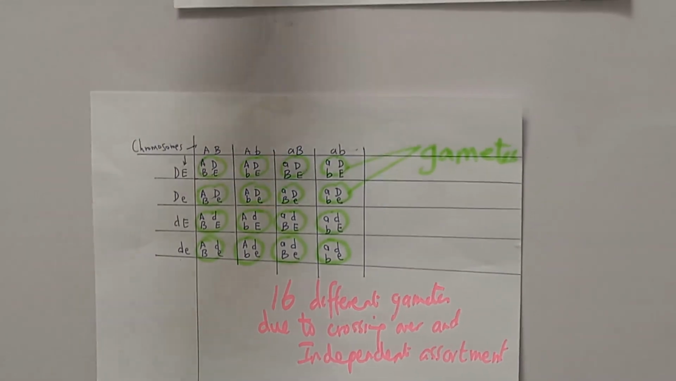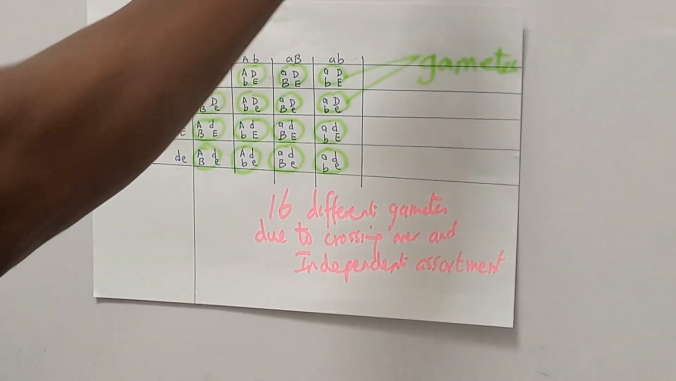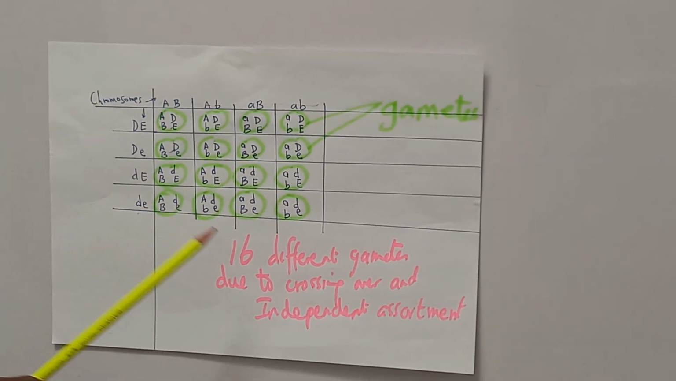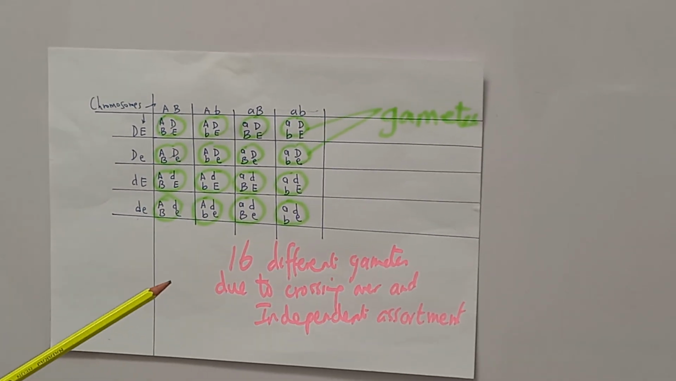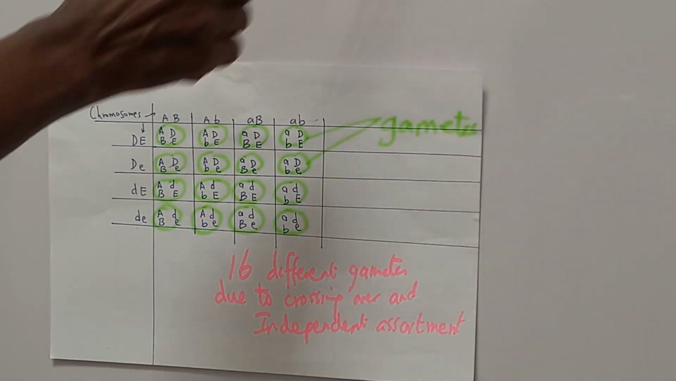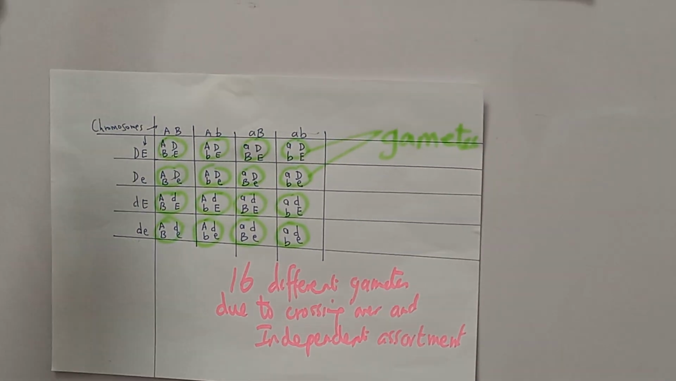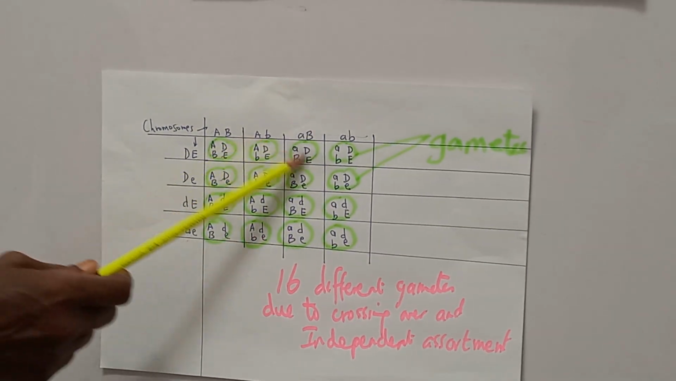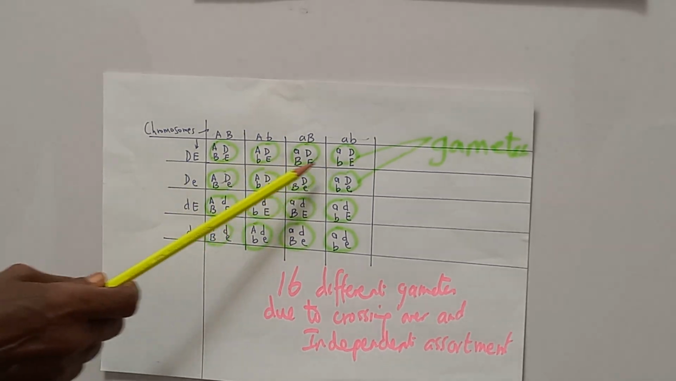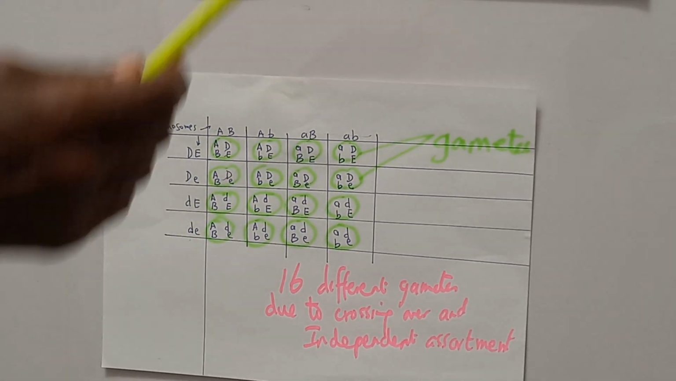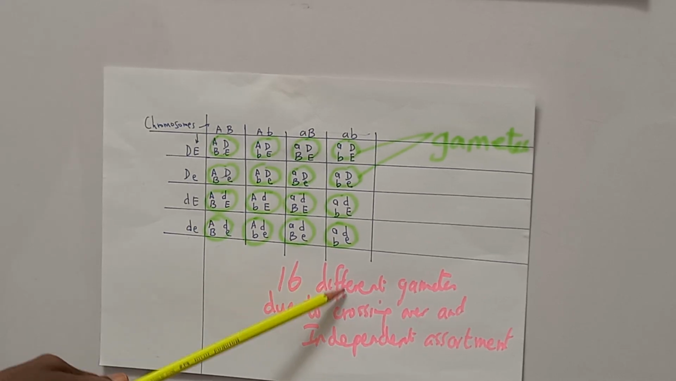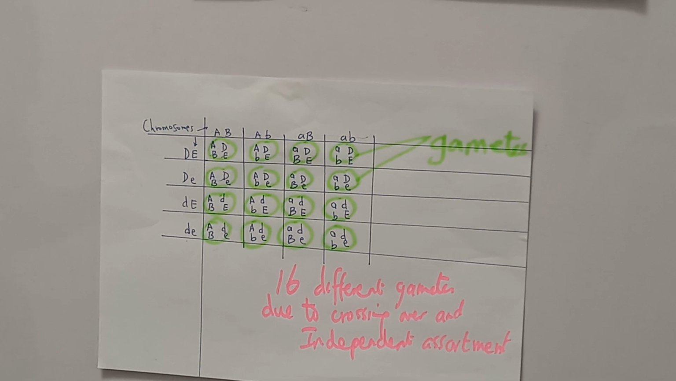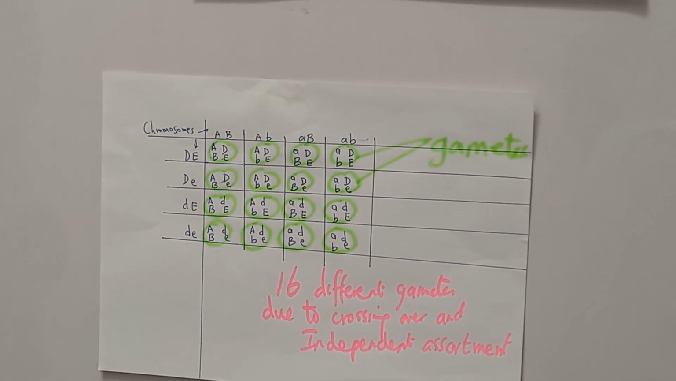So if we work out all the different arrangements that we could have, we can have 16 different types of gametes in this kind of crossing over. If we have one cell, that gives us 4 different cells. After meiosis, there's a possibility of having 4 different arrangements of these genes. And in total, we can have 16 different gametes in this kind of crossing over, where you have crossing over and independent assortment of genes.